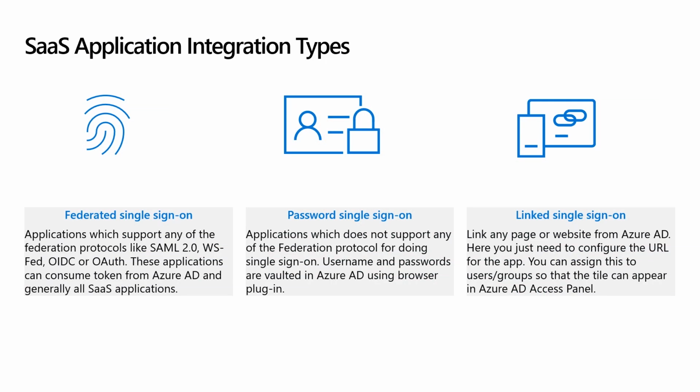These applications can consume a token directly from Azure Active Directory and seamlessly let the user log in. Note that here we are assuming that the user identity is present in that particular application. The second type of integration is password single sign-on. Password single sign-on means if the application does not support any of the federation protocols, then you can protect the user's username and password, or vault their credentials, into Azure Active Directory using a browser plugin.